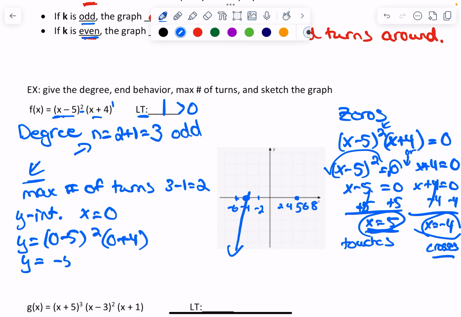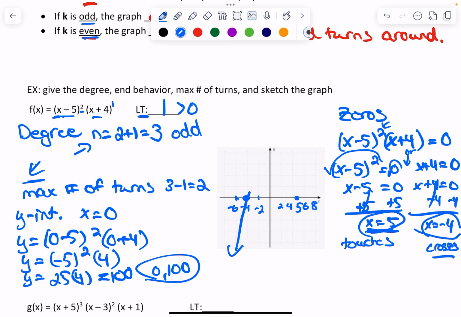Negative 5 squared times 4, 25 times 4, which is 100. Okay, so our point would be (0, 100). Are we able to graph that in here? No, we're not. So we're just going to sketch that it keeps going up and up and up. Then it's going to come down.